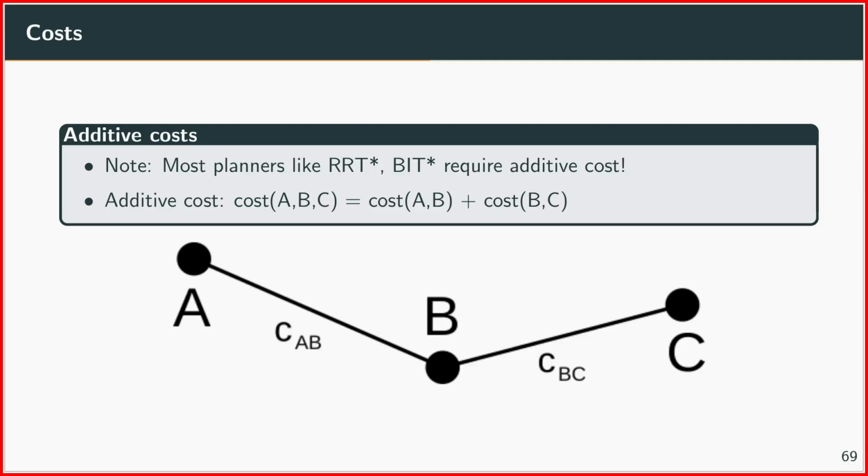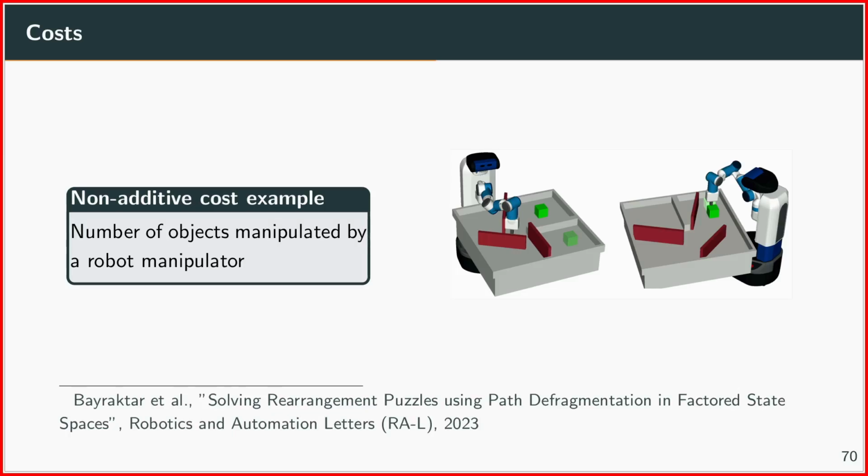So for example, if you have a path here from A, B to C, then an additive cost is basically a sum where the cost from A to B and the cost from B to C both sum up to the overall cost to go from A to B to C. And so if you don't have an additive cost, you can't actually use all the sampling-based motion planning algorithms which we will talk about. So this is something which you need to keep in mind. And here's an example of something which could be a non-additive cost. For example, you could define the number of objects manipulated by a robot manipulator. This would be basically an example of a non-additive cost.